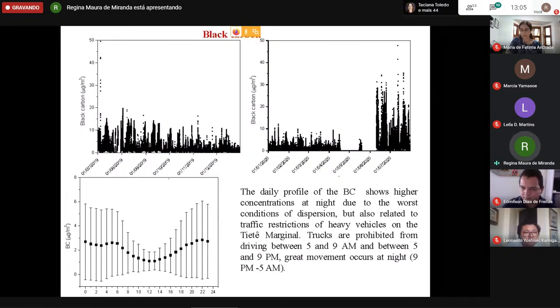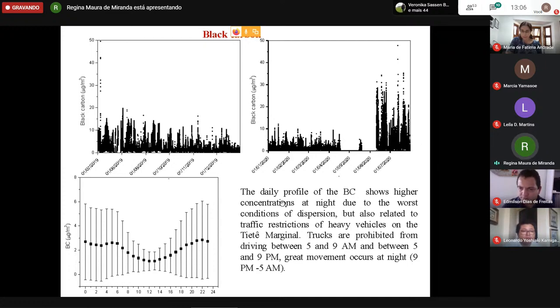Due to the pandemic and limitations, it has not yet been possible to have many results. Here, the black carbon concentrations since last year, July 2019. So it's possible to observe higher concentrations in the winter months. For example, now, in the last weeks, we have high concentrations of black carbon.